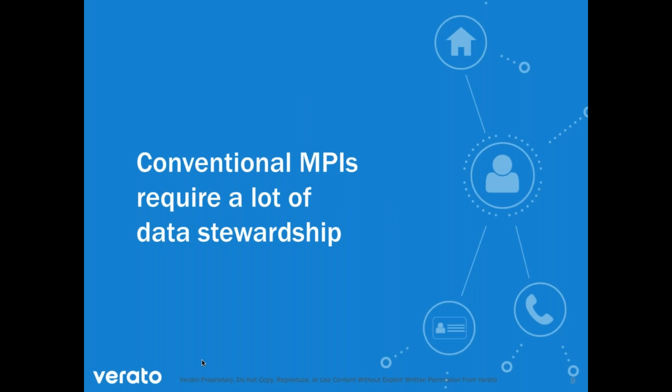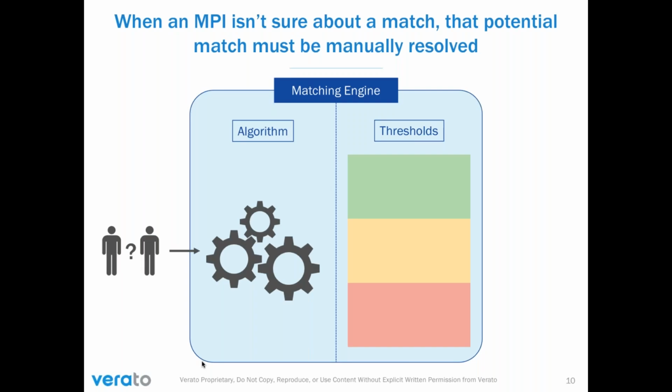So the next is this data stewardship idea. And most of the folks that are here today, like I said, either have an MPI or are looking into them and understand how this works. But basically, as you load data in a traditional MPI, what happens is if you get a very high confidence match against an existing patient record, then the system determines that the two records are represented by the same person. They link the MRNs together or merge them, and you're good to go.